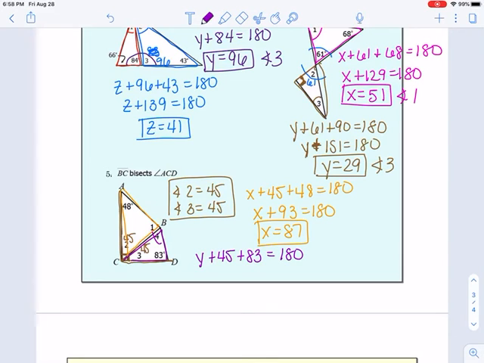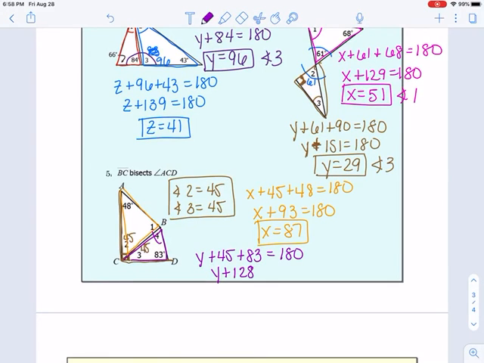And when you add 45 plus 83, you should get an answer of 128. So y plus 128 should equal 180. And then when you subtract 128 from both sides, you should get an answer of 52.